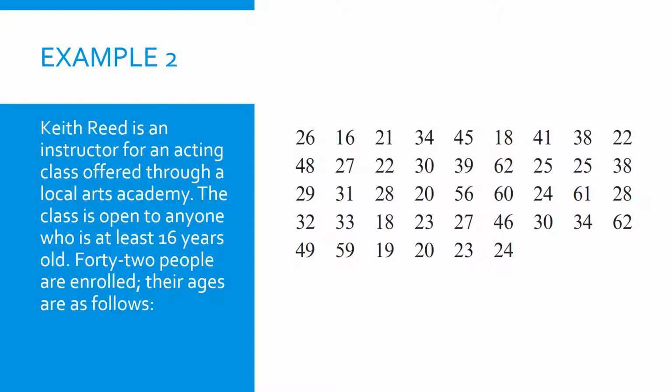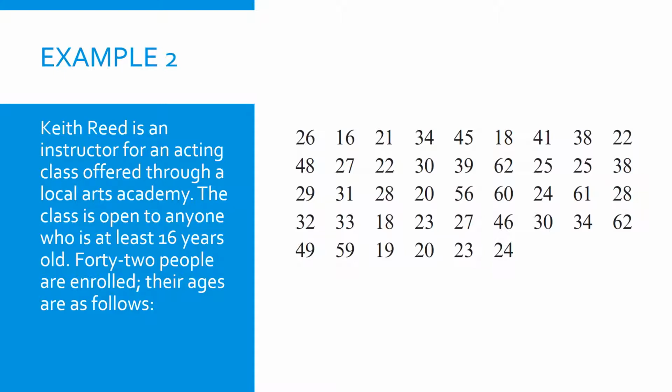So it says Keith Reed is an instructor for an acting class offered through a local arts academy. The class is open to anyone who is at least 16 years old. 42 people are enrolled, and their ages are as follows. So we already know that our total is going to be 42. When we go to do our relative frequency column, we know that the total is going to be 42. Alright, so here's our data.